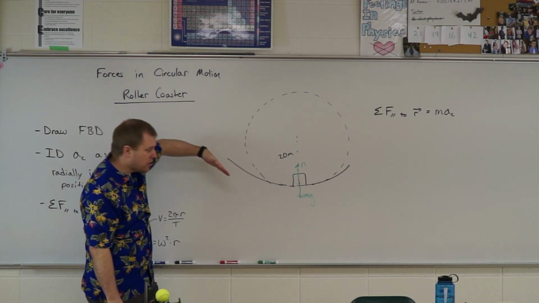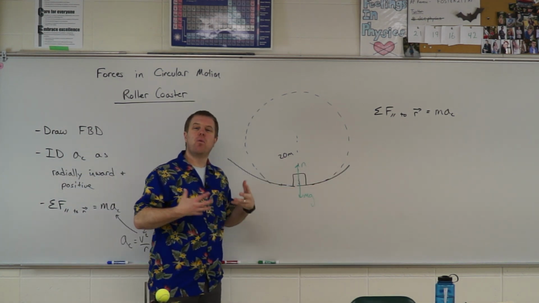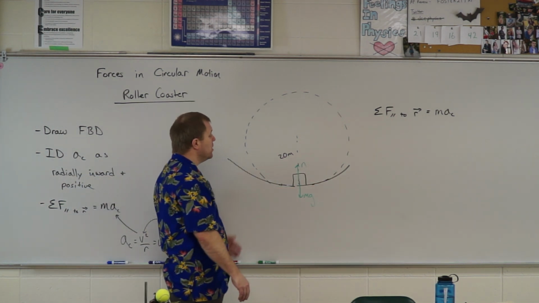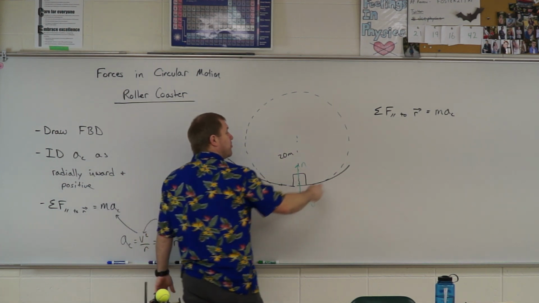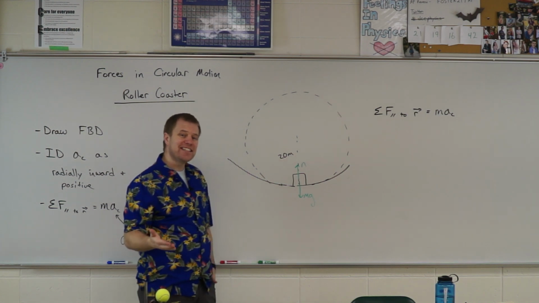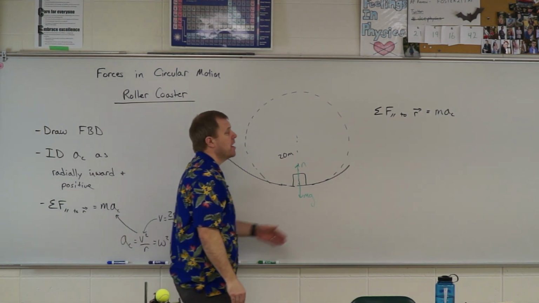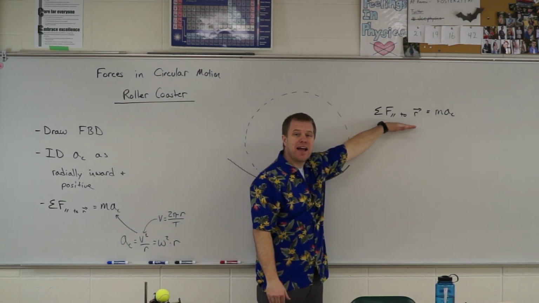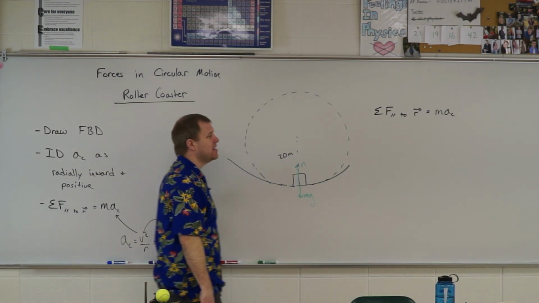So I get this roller coaster car flying through this valley and I want to know what's that normal force on it. It isn't actually making a full circle, but because it's going through part of a circle, we can consider it circular motion, and we can go ahead and apply our rules for solving these problems.